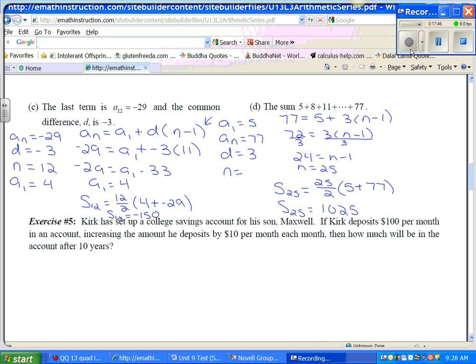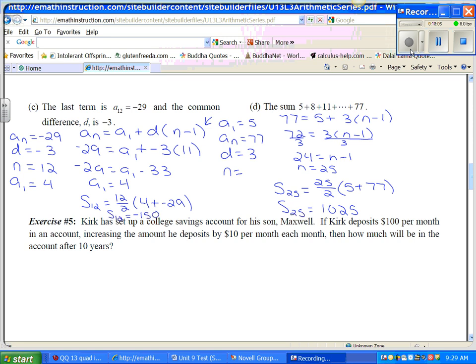We have one more example. What time is it? We got 2 minutes. Let's see how far we can get. All right, Kirk has set up a college savings account for his son Maxwell. If Kirk deposits $100 per month in an account, increasing the amount he deposits by $10 each month, how much will he have in the account after 10 years?